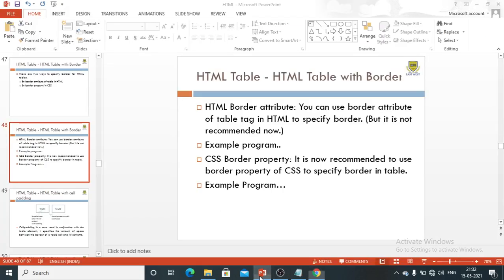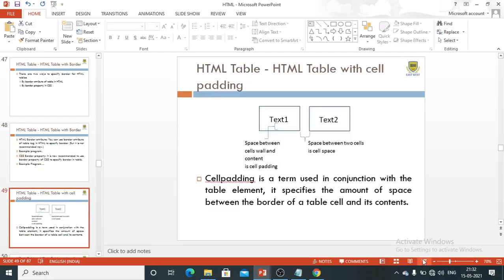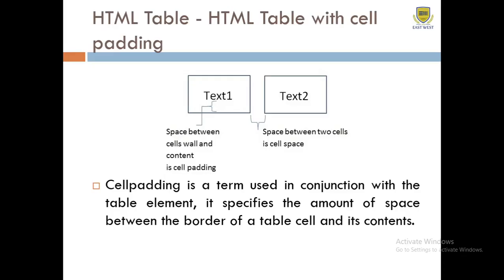Next, HTML table with cell padding. So basically, what is this cell padding? Cell padding is a term used in conjunction with the table element. So what does it mean? It specifies the amount of space, I hope you are observing my mouse pointer, the amount of space between the border of a table cell and its content. So text one is the content, and this is the border. The gap in between is called cell padding.